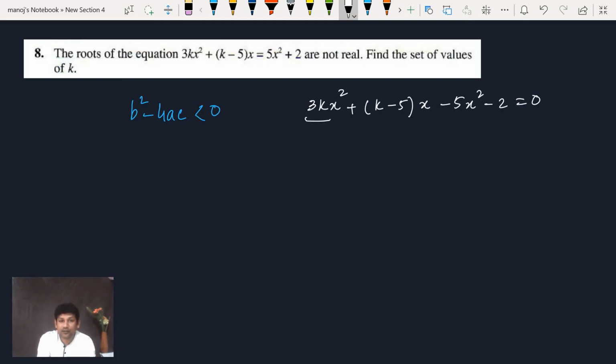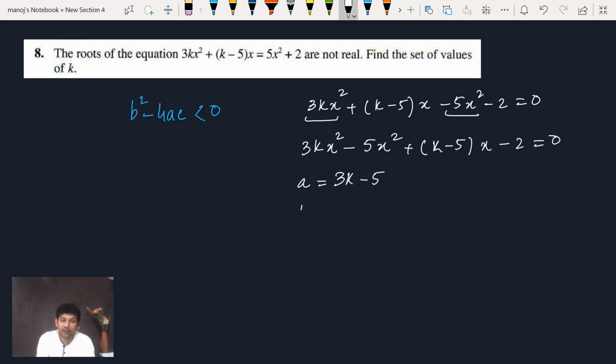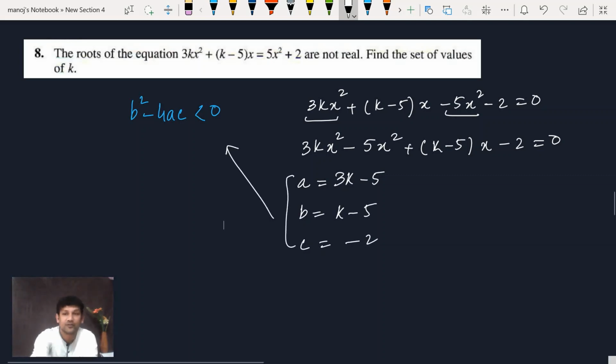This and this I can write together, 3kx squared minus 5x squared, then plus I can write k minus 5 for x and minus 2 equals to 0. The value of a is 3k minus 5, b is k minus 5, and the c is only minus 2. You can put this value here and do the working without the sketch, yes.